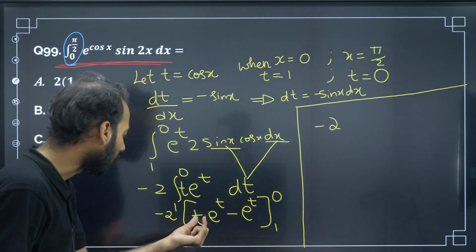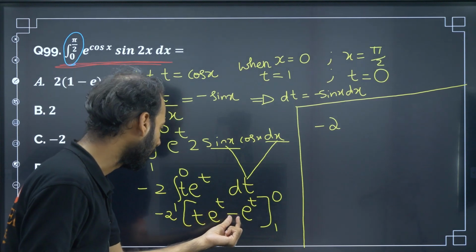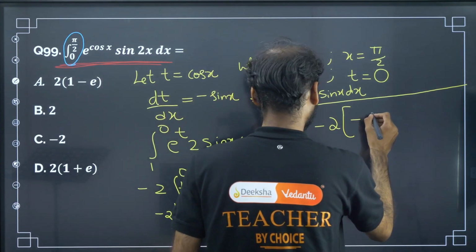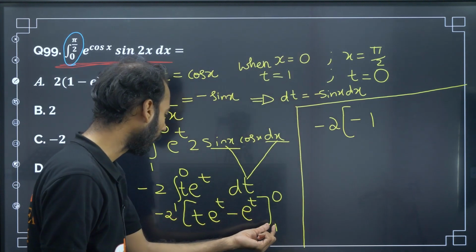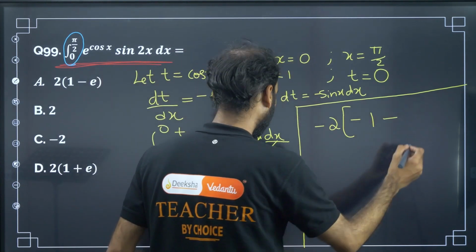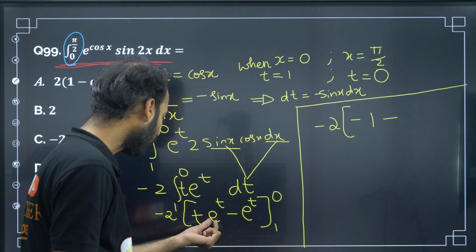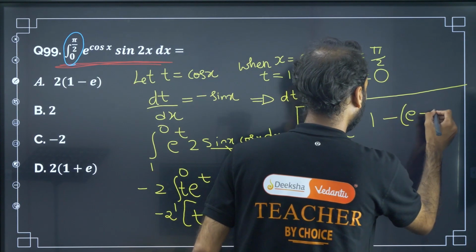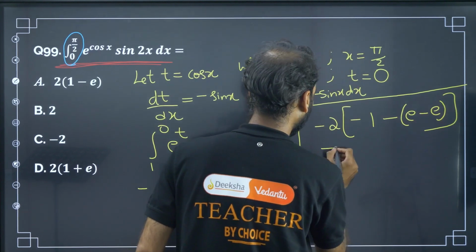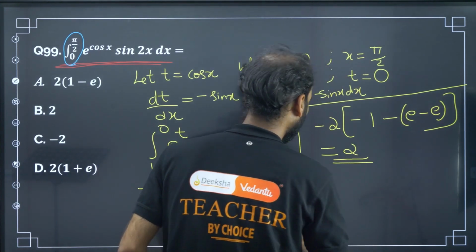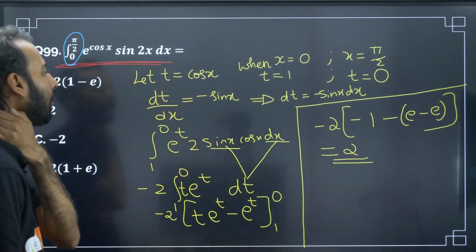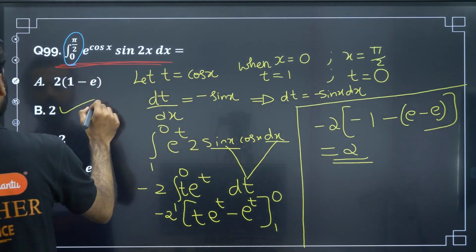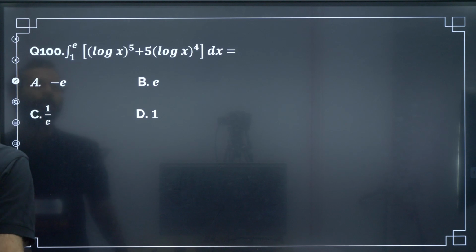If I substitute the upper limit, 0 minus e raised to 0, which is 1. Now substituting the lower limit, minus 1 e raised to 1, that is e minus e. So here we are left with 2, since e minus e is 0. So option B is the answer. Moving on to the next question.